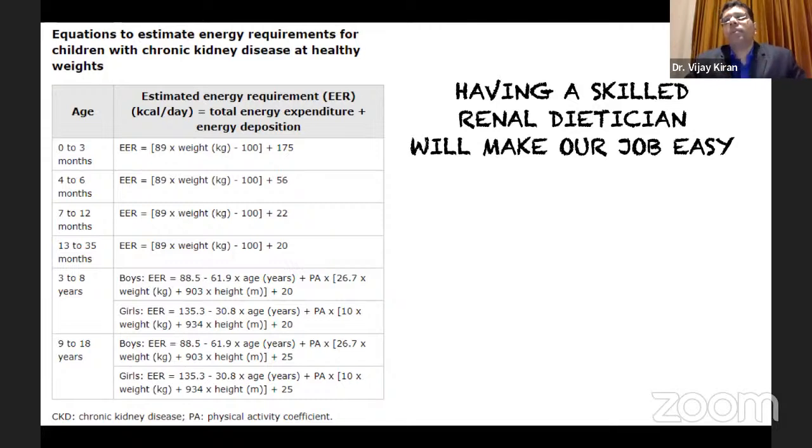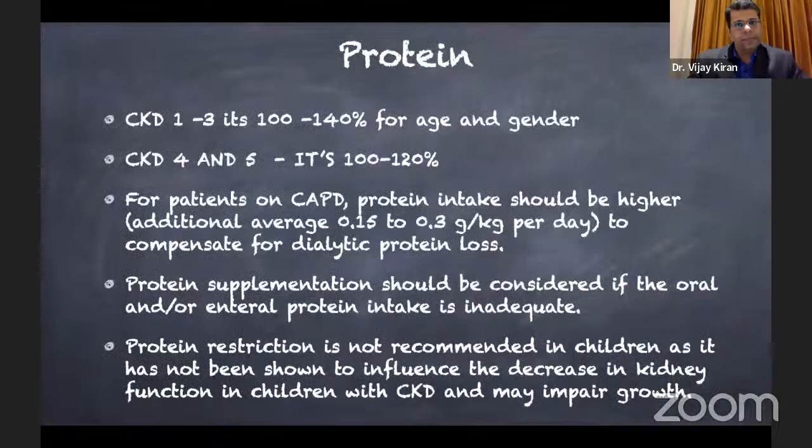So try to gain that skill set in your renal dietitian, or get somebody who already has experience in these things. Coming to the protein supplementation, in CKD stage 1 to 3, it's nearly 100 to 140% of age and gender, like I said, ideal body weight, not the present body weight.